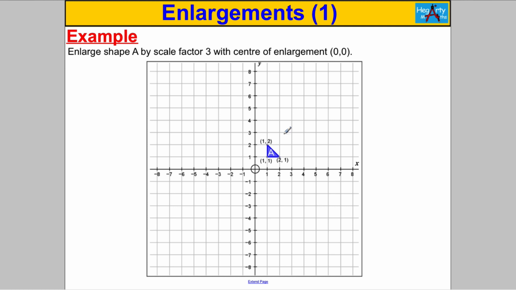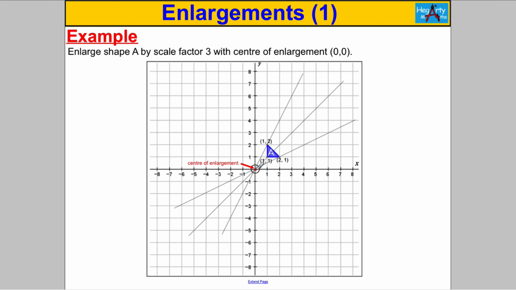Enlarge shape A by scale factor 3, center of enlargement 0, 0. So, we have all the relevant information. The first thing we do is mark the center of enlargement at 0, 0, step 1. The next thing we do is draw ray lines from the center of enlargement to each of the 3 vertices of A, very carefully. So let's do that. That helps us mark where we're going to be.